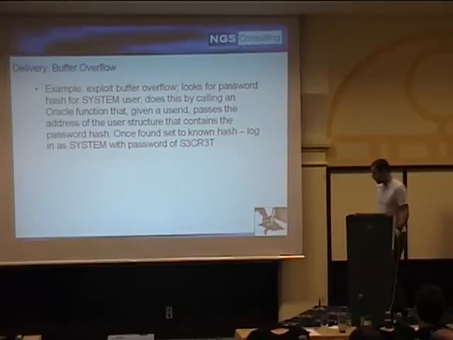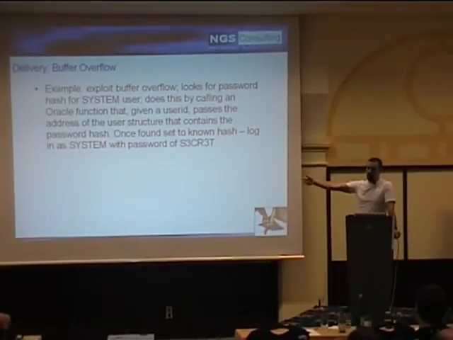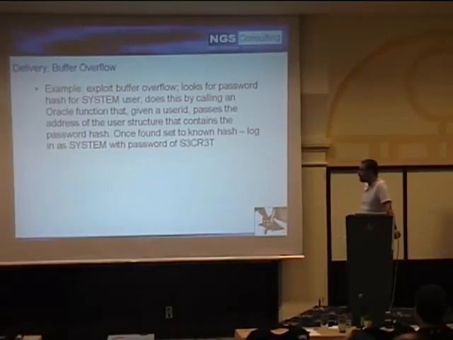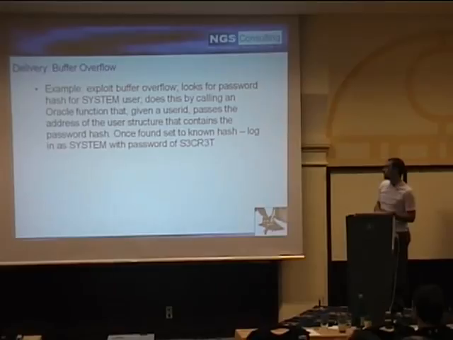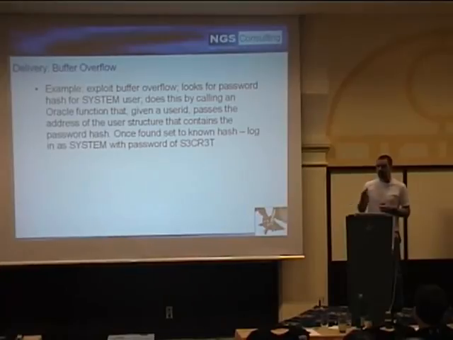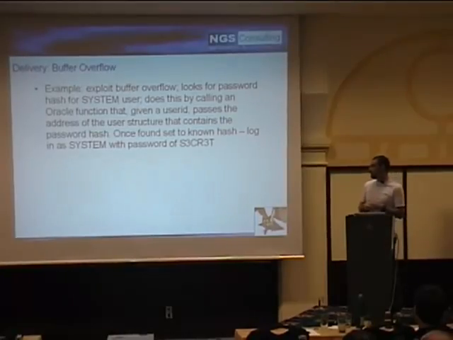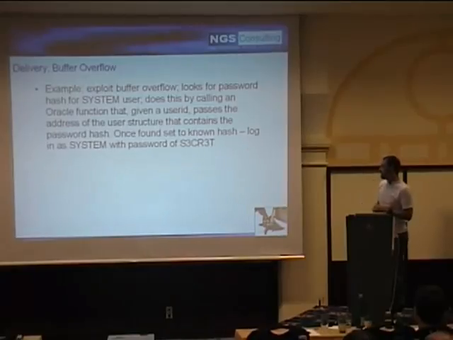Okay, buffer overflows. These are probably going to be the simplest attack, because obviously if the remote Oracle server can get back out to me over the network, then there are real problems with egress filtering on the firewall. They shouldn't be able to do that. So in terms of delivery, if we can exploit a buffer overflow, we can pretty much load up everything we want from there. The example we're going to show here is an exploit for a buffer overflow in Oracle. It looks for the password hash for the system user, and it does this by calling an Oracle function that hands me back some user structures in the SGA, and once it's found the password hash for the system user, it changes it to a known hash that is essentially a password of secret.